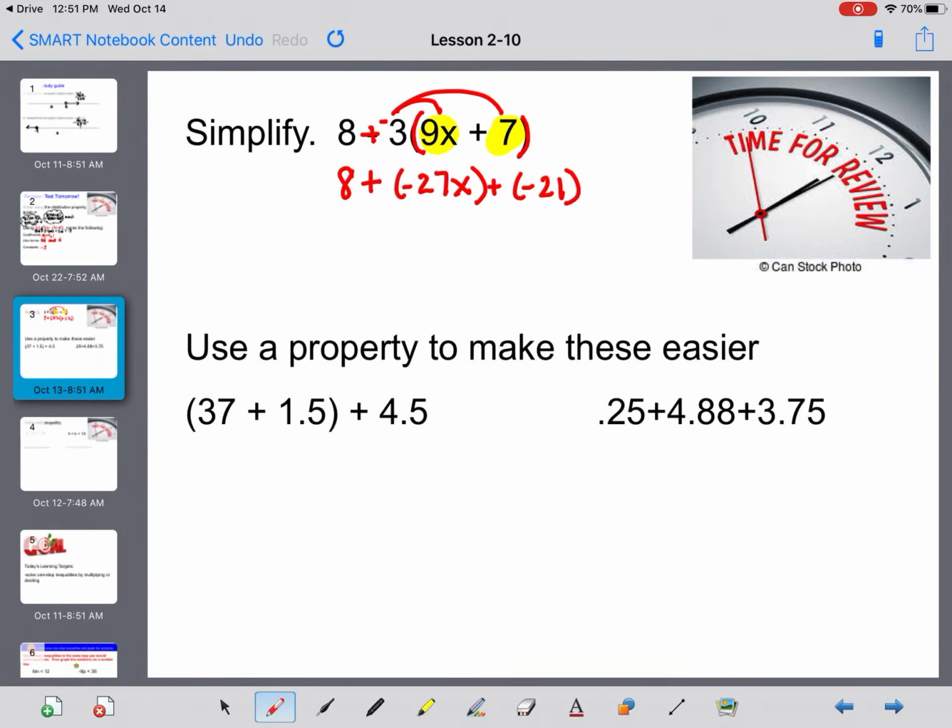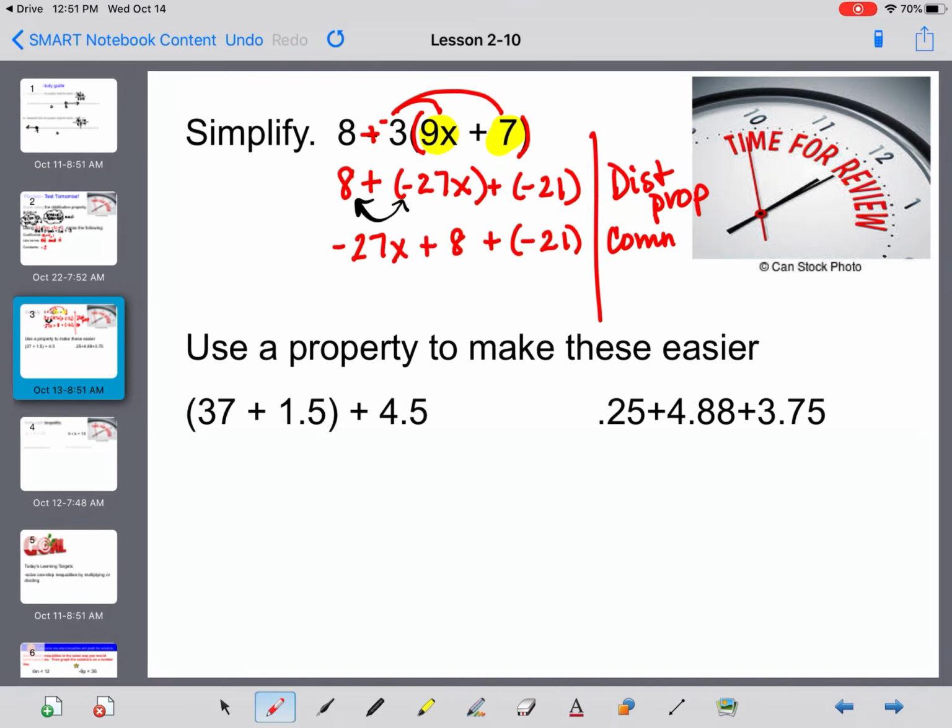Then, to simplify, I need to rearrange. That was the distributive property. I'll write that down for you. Then I need to rearrange these terms so that my like terms are by each other. And we learned that that property of rearranging the numbers is called the commutative property. So changing order is the commutative property.